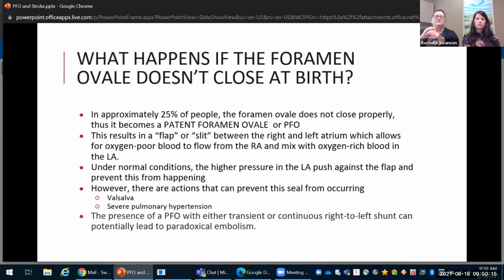So what this allows is some kind of a right to left shunt that can potentially lead to a paradoxical embolism. It allows some kind of an embolism to pass through without being filtered through the rest of the process. Therefore, that clot can then travel.